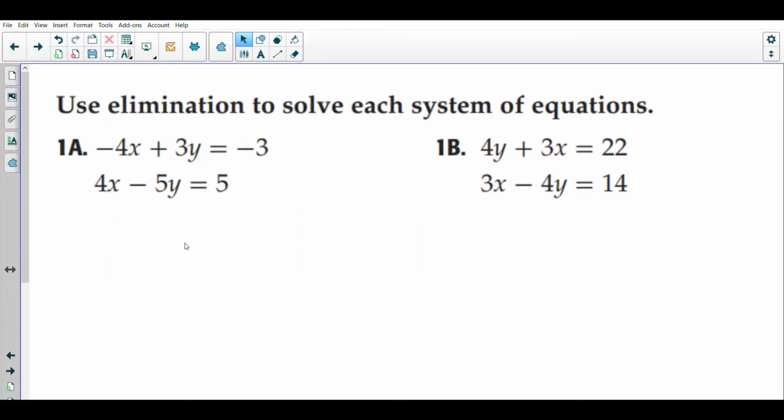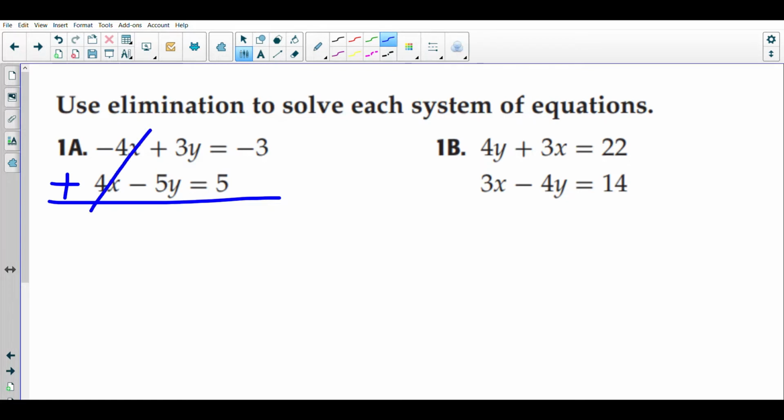Use elimination to solve. -4x plus 3y is equal to -3, and 4x minus 5y is equal to 5. So I'm looking and I see -4x and 4x. Those are opposites. Okay, -4 and 4 are opposites. So if they are opposites, what I want to do is add the two equations together. That way, when I add, -4x and 4x will cancel out.